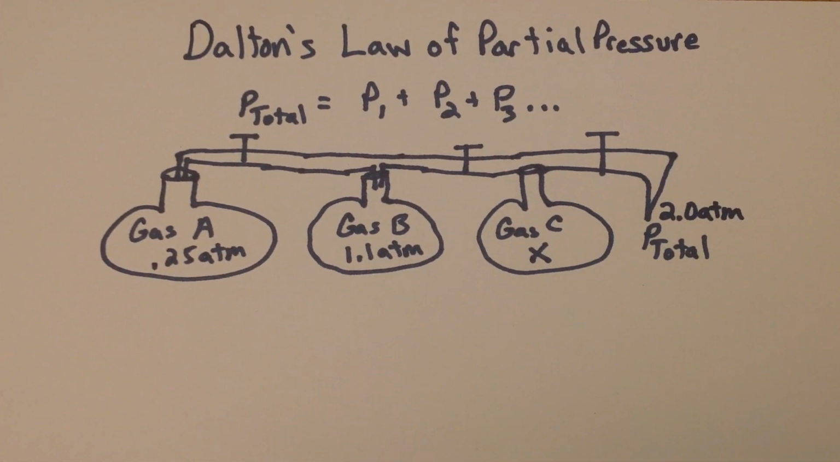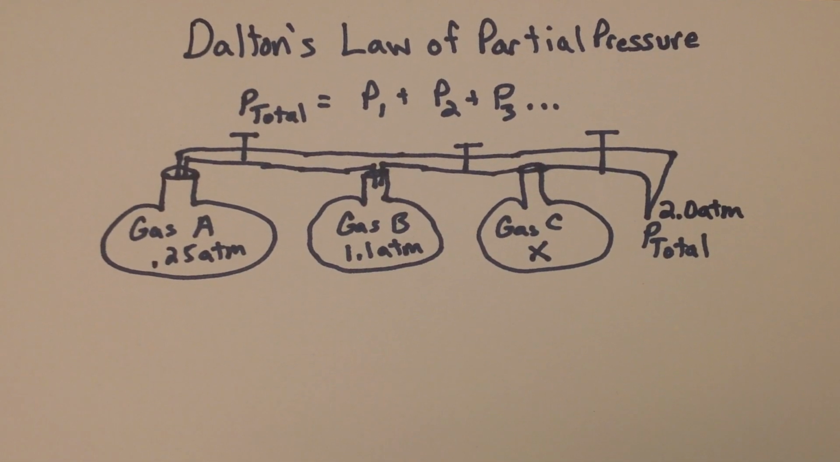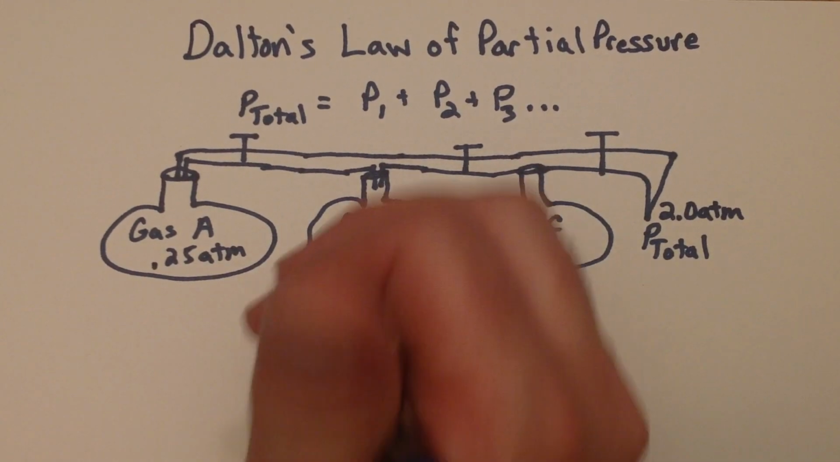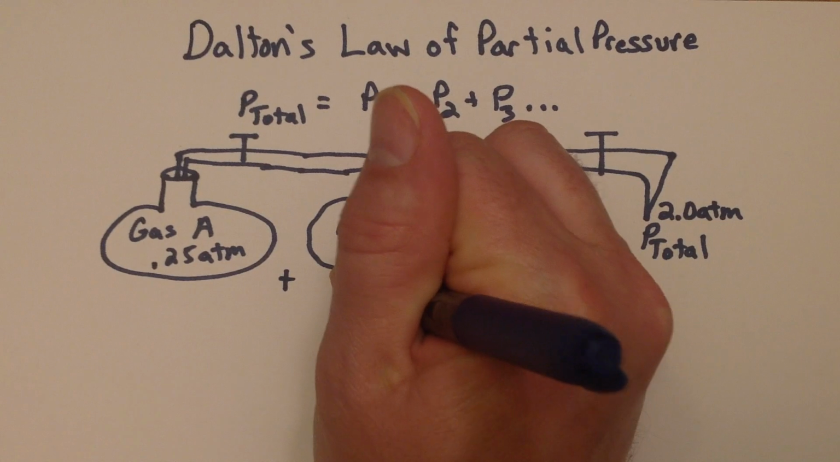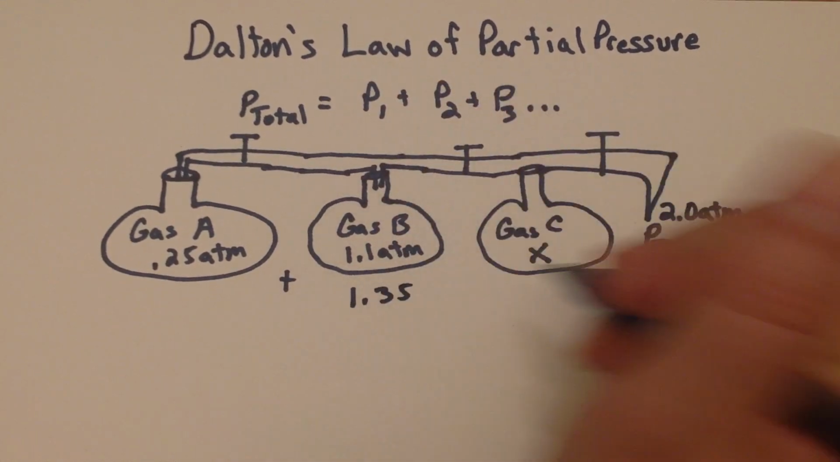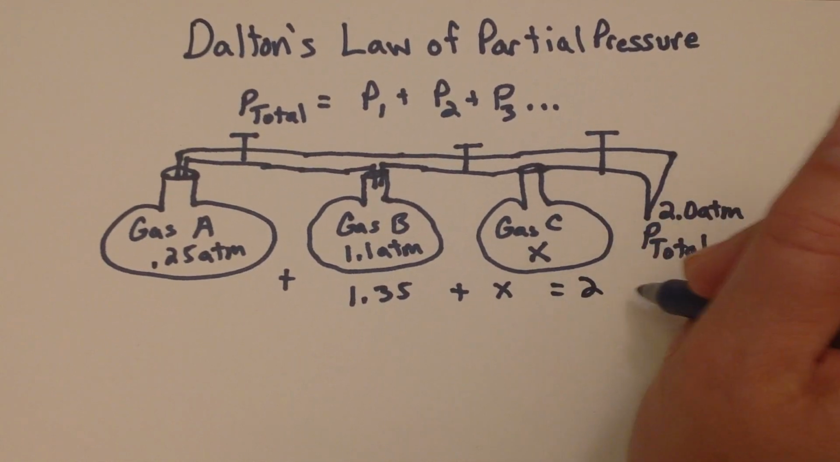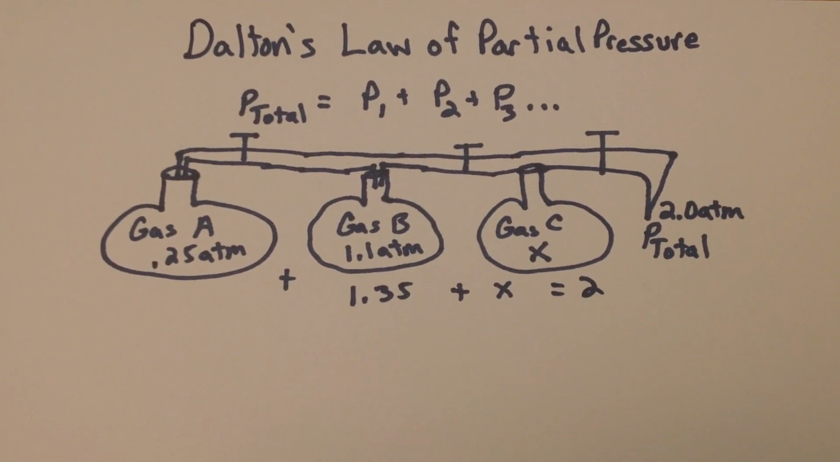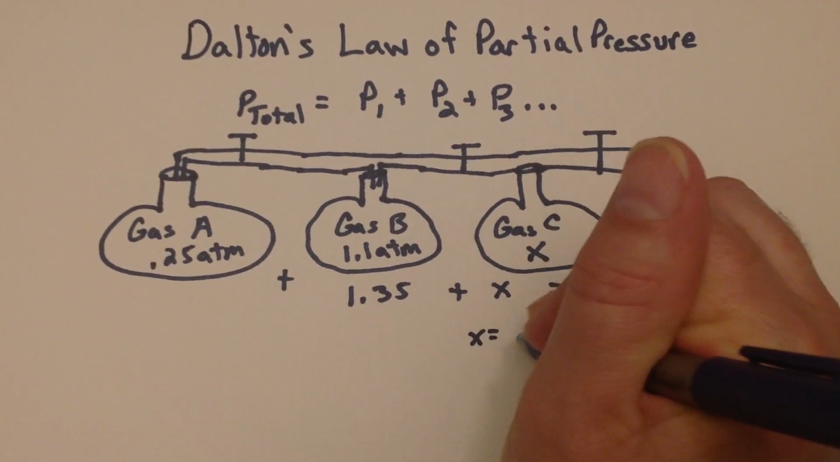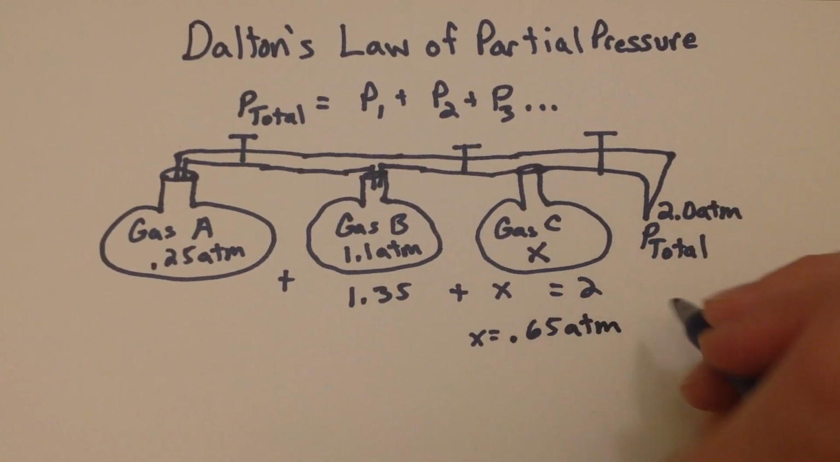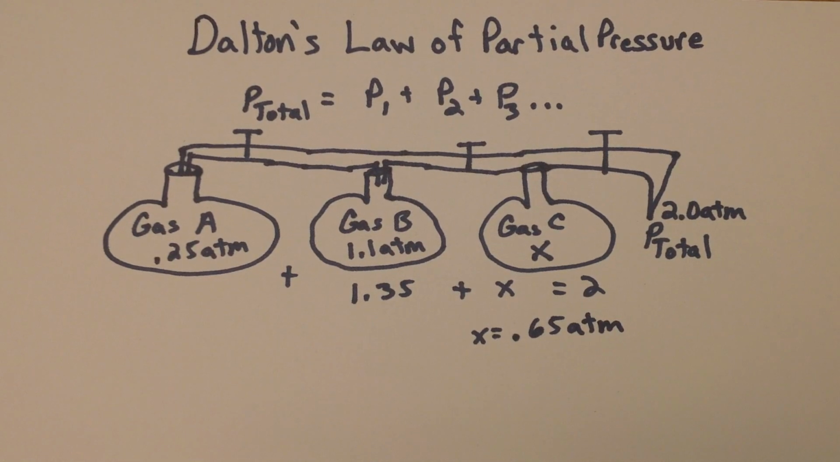The reason this is so easy is because everything's in ATM. So all you do is just add up these two. So when you add these two, you get 1.35. And then you add X to get 2. So the simple math there, X equals 0.65 ATM. So that's when Dalton's law is really simple.